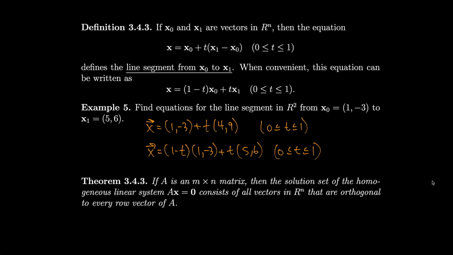If A is an n by n matrix, then the solution set of the homogeneous linear system Ax equals 0 consists of all vectors in Rn that are orthogonal to every row vector of A. So we're basically switching gears here by saying that if you look at each of the rows of A, those are just going to be a whole bunch of different coefficients.